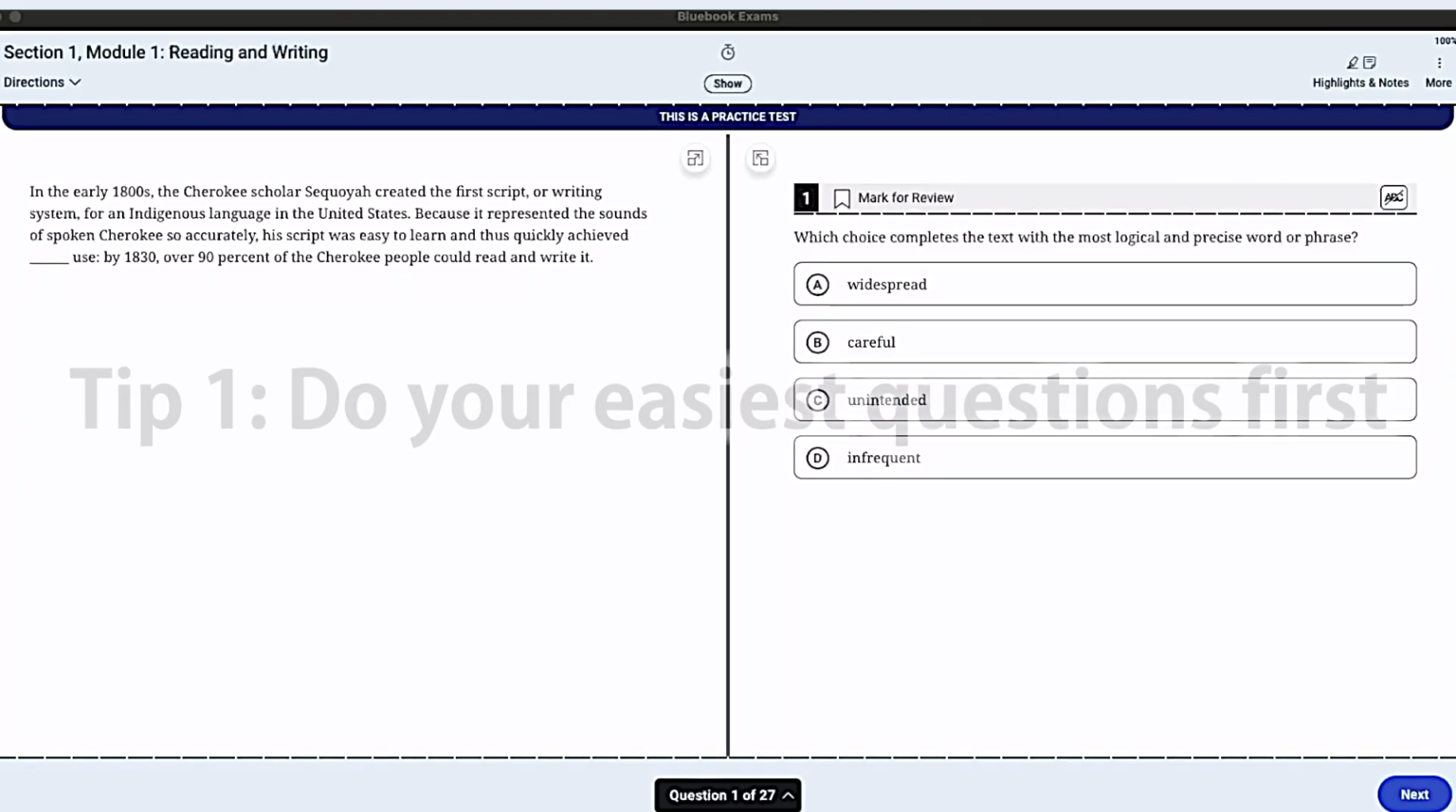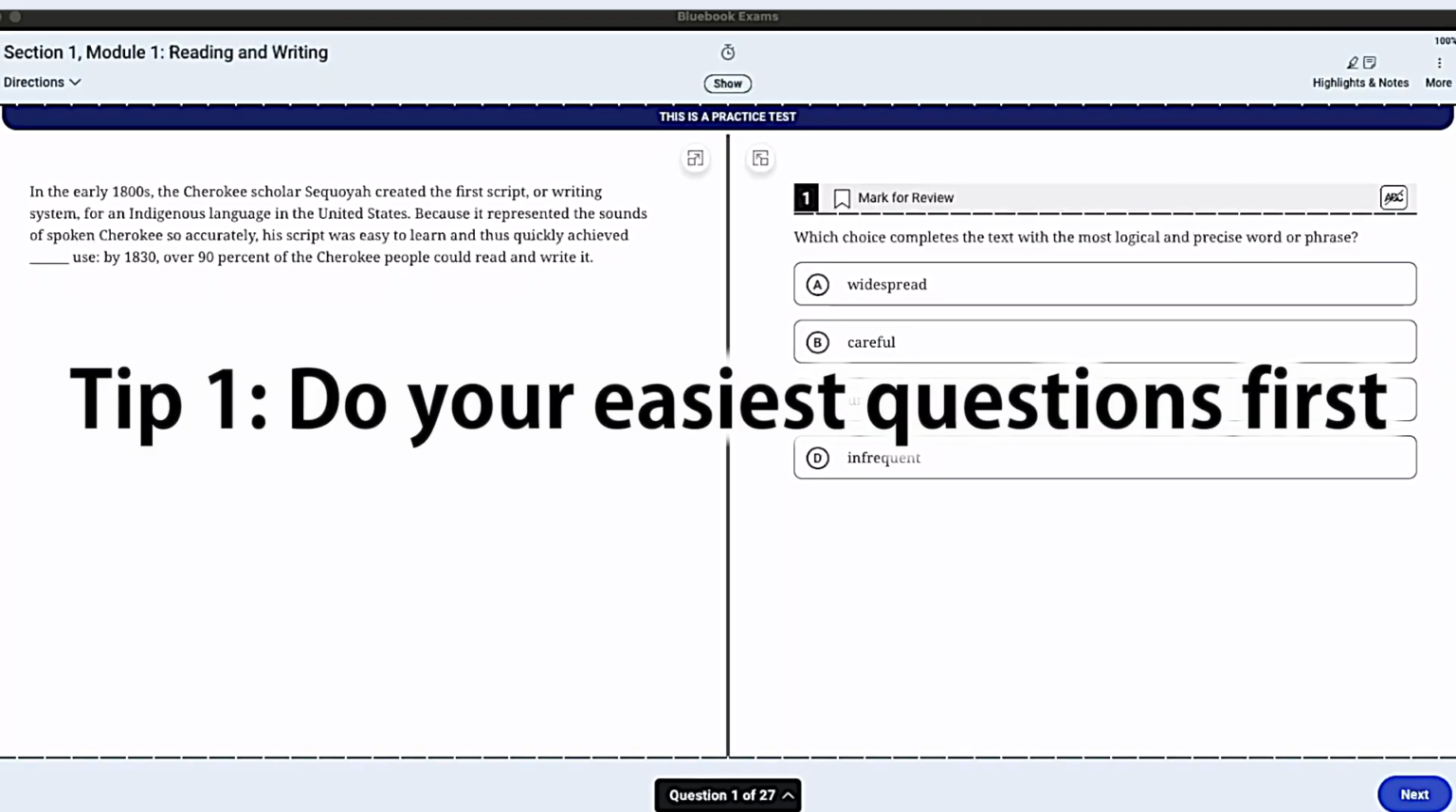If you're struggling on the SAT English section like so many other students, let's talk about 5 tips that can help you boost that score. Tip 1 is to do your easiest questions first. Now, this is going to depend on you.